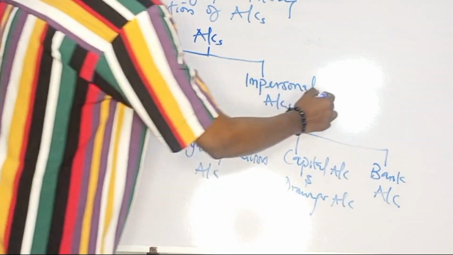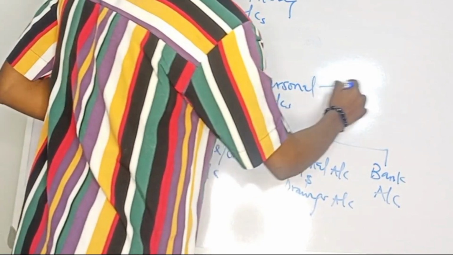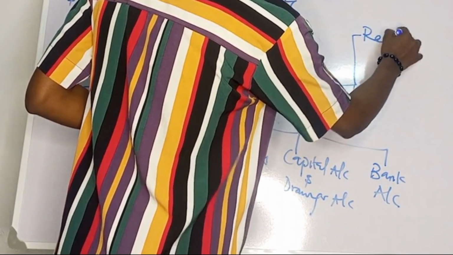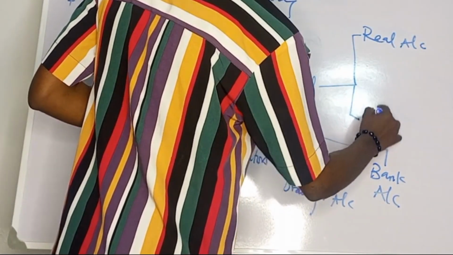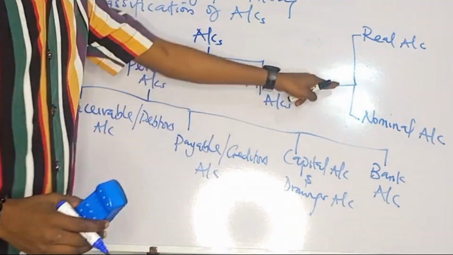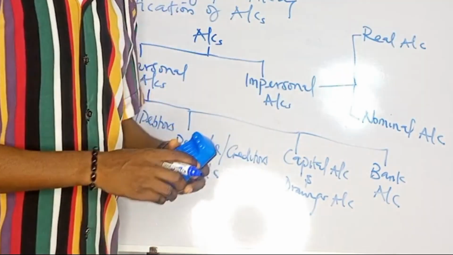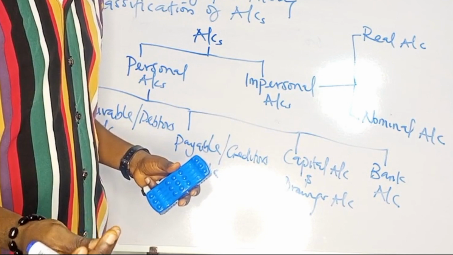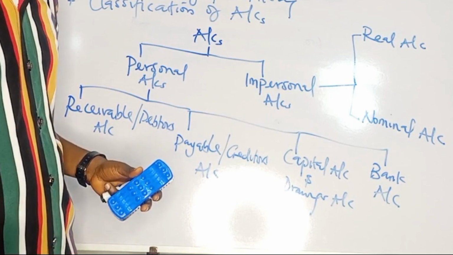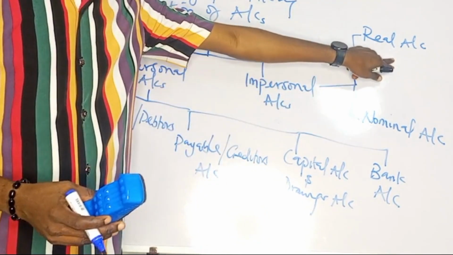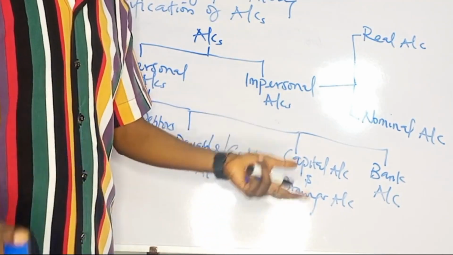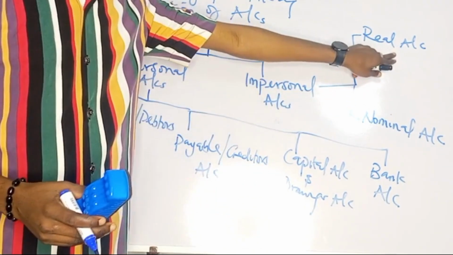Then under impersonal accounts, we have the real accounts and we have the nominal account. Real accounts have to do with real assets, what we can see and touch. Equipments, furniture and buildings, all these fall under real account. They are real assets, what we can see and touch. Machineries, furnitures, and all that. They come under real account.